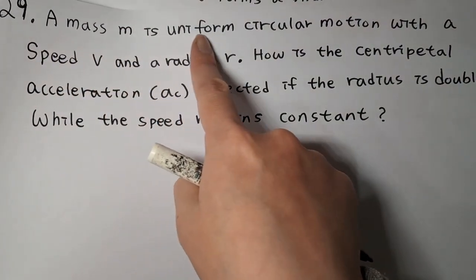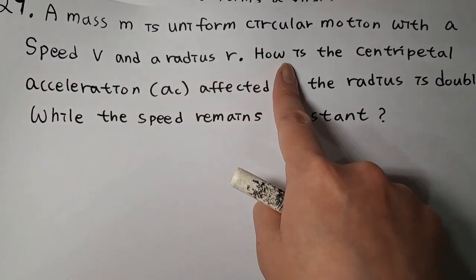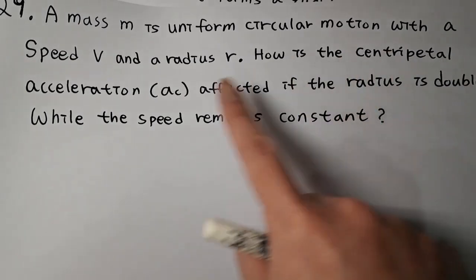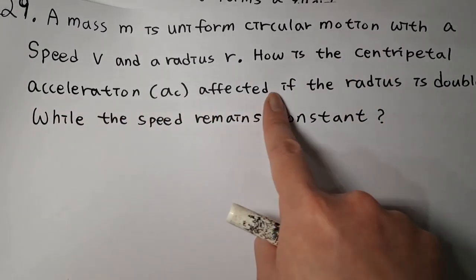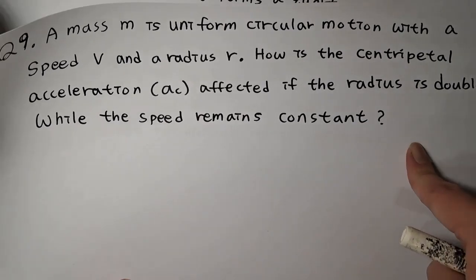The mass m is in uniform circular motion with a speed v and a radius r. How is the centripetal acceleration affected if the radius is doubled while the speed remains constant?